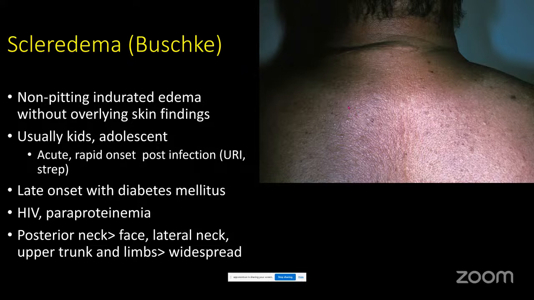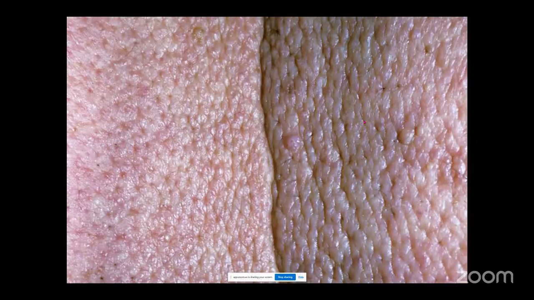It can present in patients with HIV, tends to be associated with paraproteinemia, and it's also present in kids and adolescents. And in that situation, they have rapid onset, usually after an infection like a URI or a strep infection. And they have this striking firmness of their skin. It really can be very restricting. They sometimes will have it be expressionless as it hits their face. They'll have trouble moving their neck. It can really be quite debilitating.